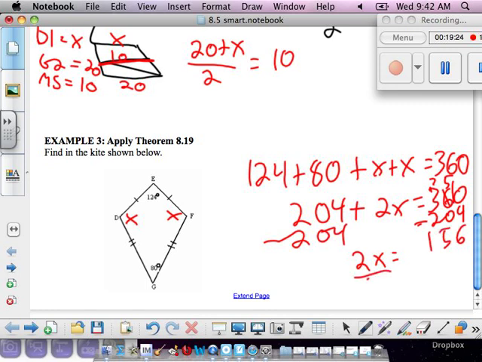Divide that by 2. X equals 78. So angle D, because that's what it asks, angle D equals 78. Make sure you put degrees.